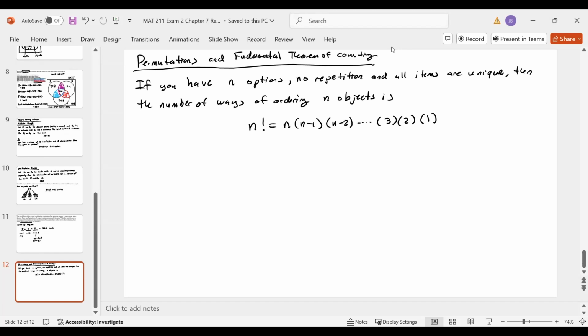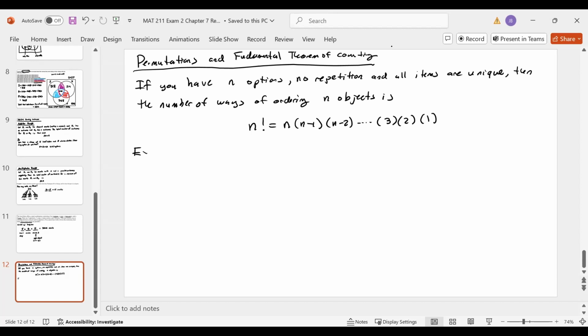So this is assuming that you're ordering everything. Okay, so that's why we call it the fundamental theorem of counting. You can just order everything. And then permutations is like, well, what if I don't want to order everything? I want to order some things, and that's the permutation. And then permutations can be expanded to just cover everything too.